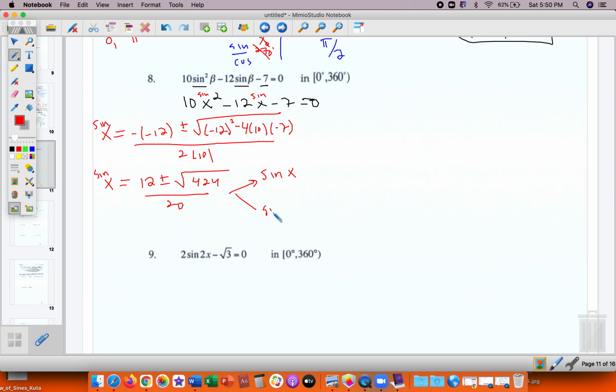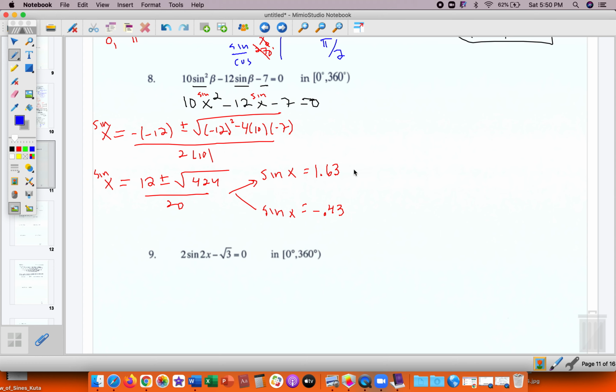Okay, so we solve with the quadratic formula: 12 plus square root 424 divided by 20 and 12 minus square root 424 divided by 20. And our two values are approximately 1.63 and approximately negative 0.43.